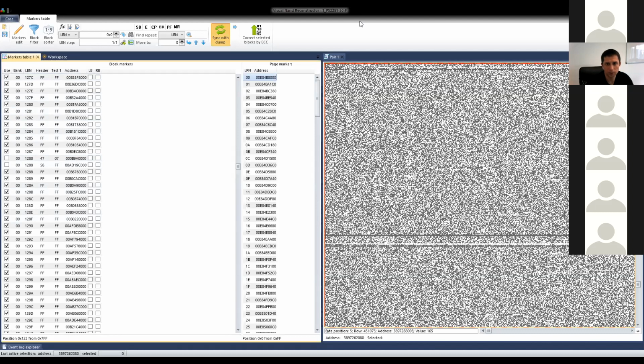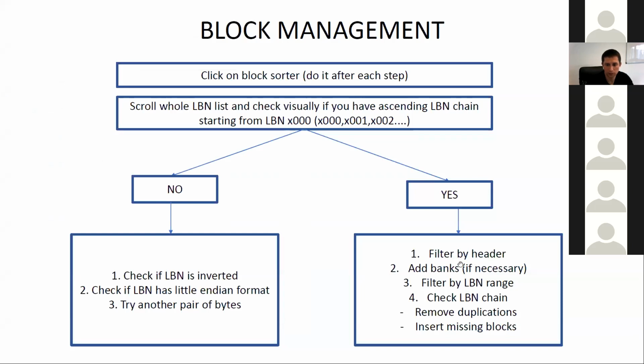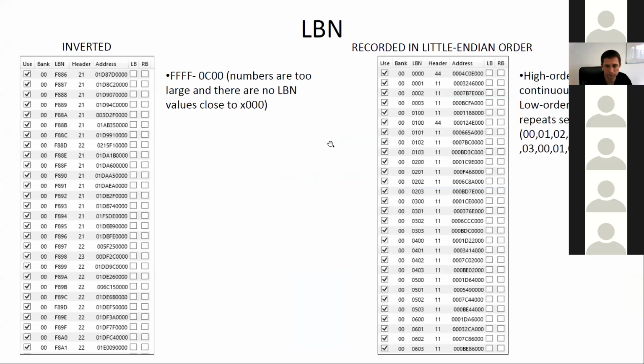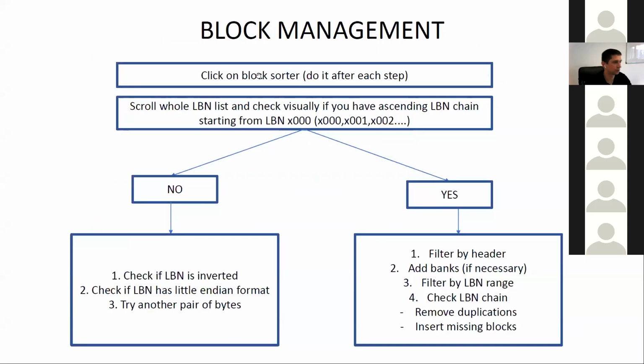Okay, let's come back to our diagram. Here we did filter by headers, banks. Let's skip it for now. We'll talk about this in the next case. And then we need to make a filter by LBN range. LBN ranges may look like this. We know that it starts from 1000, and the last could be 13FF, 17FF, and so on. So let's check what we have in our case. And don't forget that after each step, we click on block sorter just to check what we did, if it's all good, if we did a good preparation, good modification, or if something is wrong.